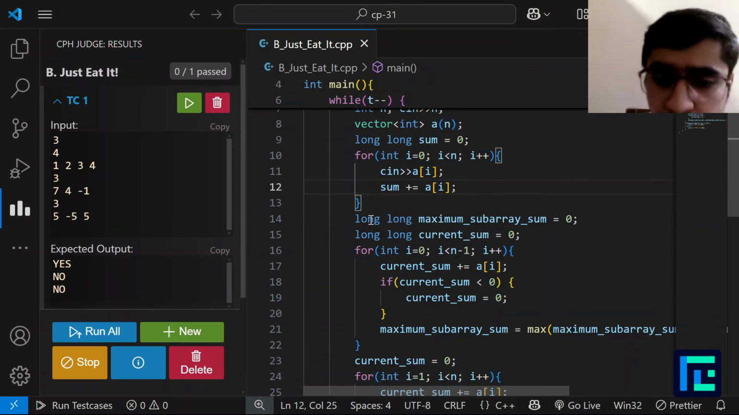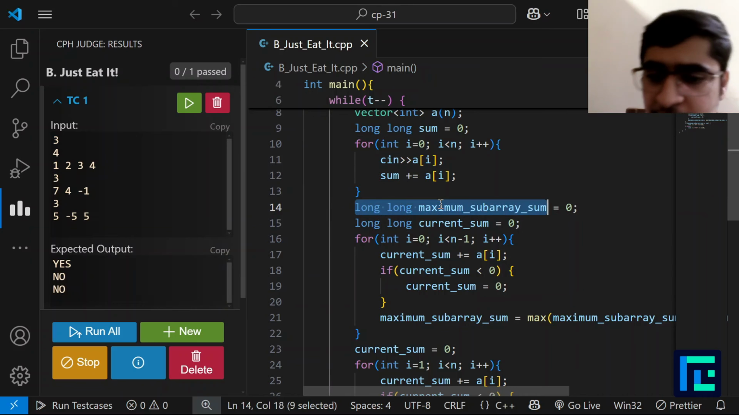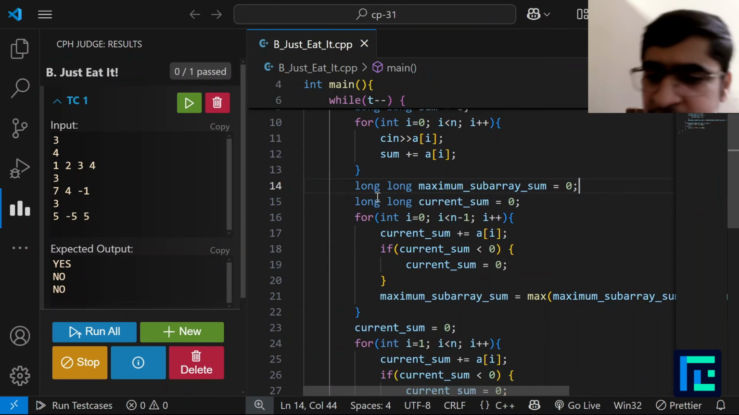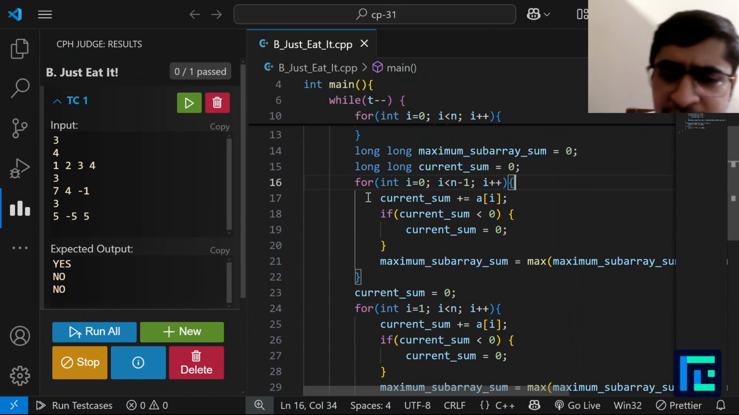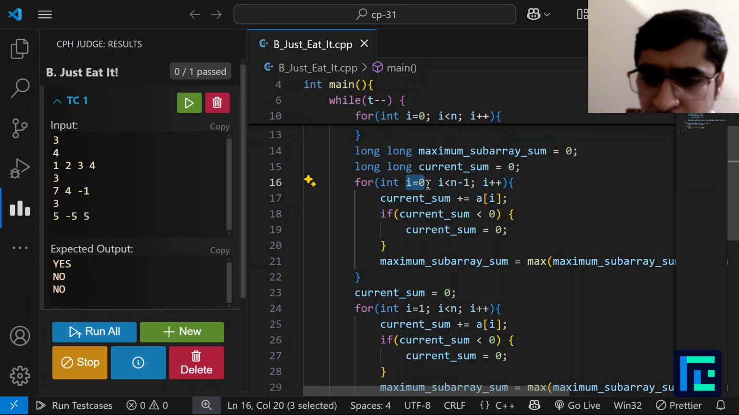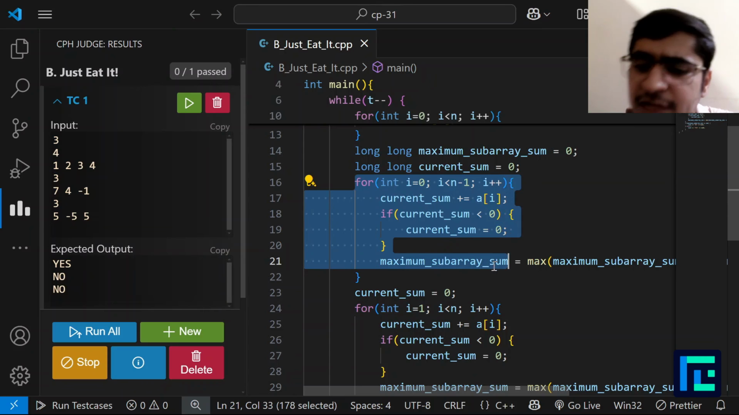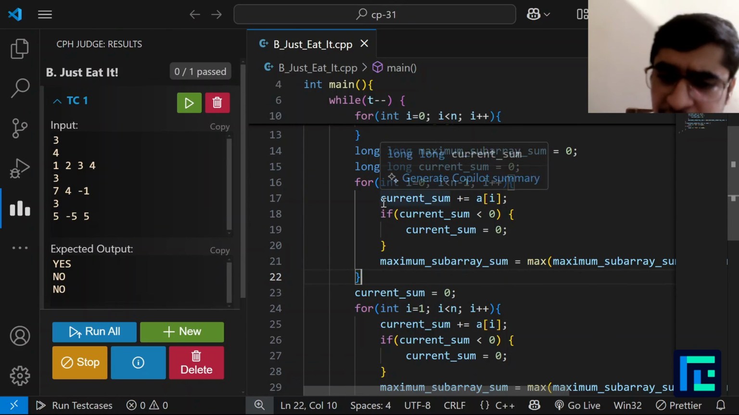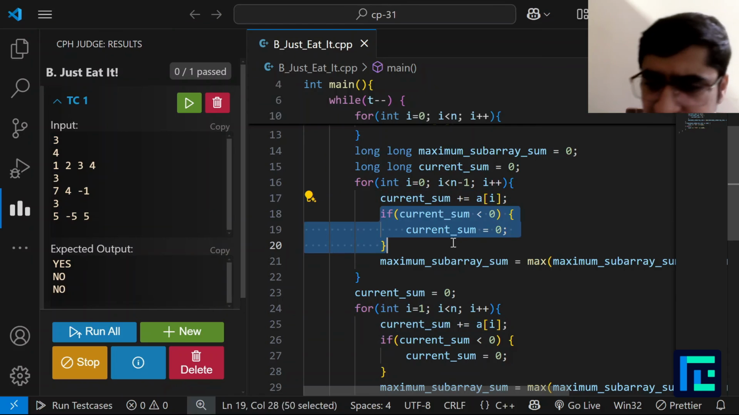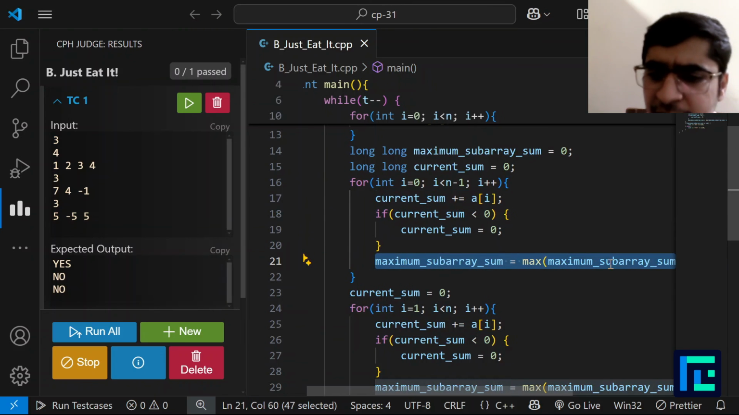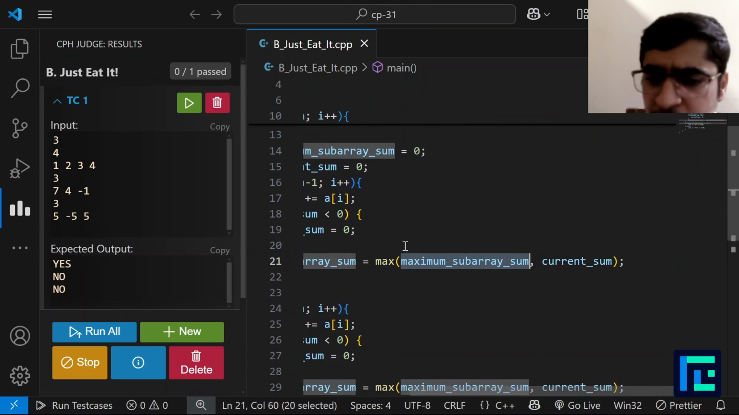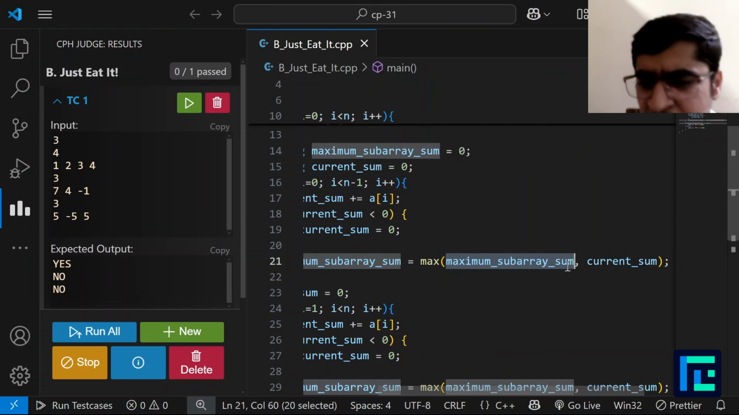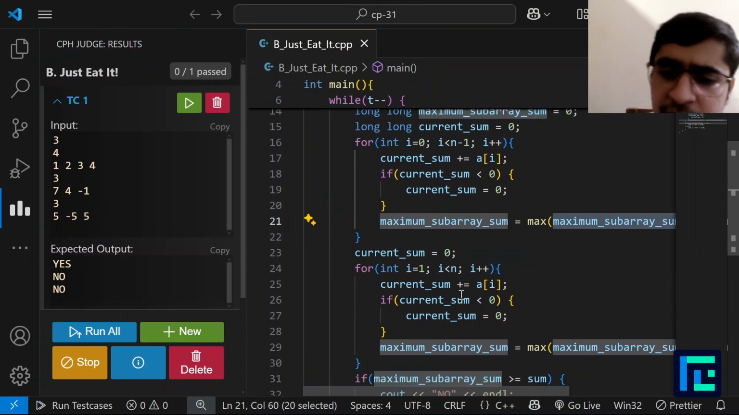Right. Now, to calculate the tastiness of Adele, initially we are taking the maximum subarray sum as 0 and the current sum as 0. This is the very standard Kadane's algorithm. First time we are applying it from 0 to i less than n minus 1, so we are excluding the last value of our array from our subarray sum calculation. We increase the current sum. If the current sum is negative, we make it 0. And then we just maximize our maximum subarray sum with the current value.